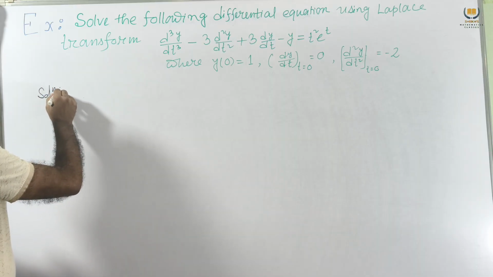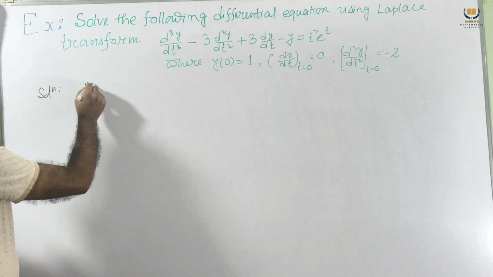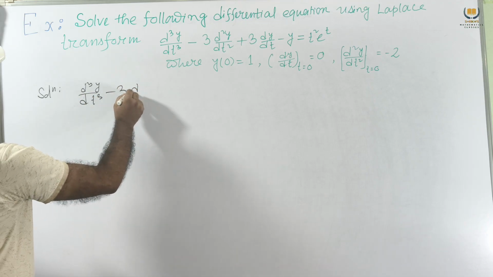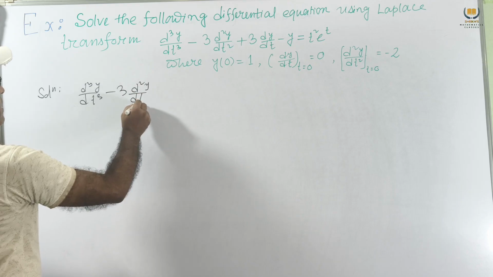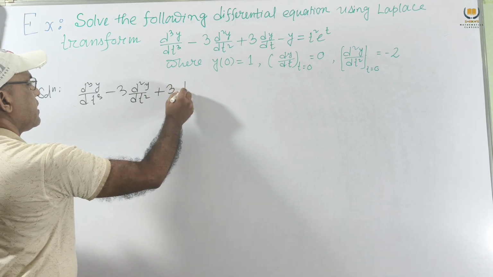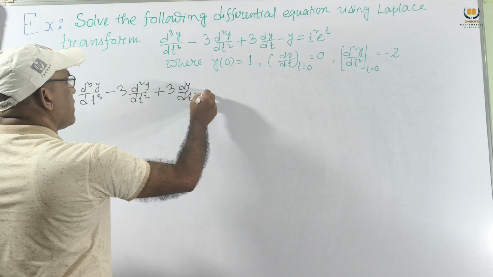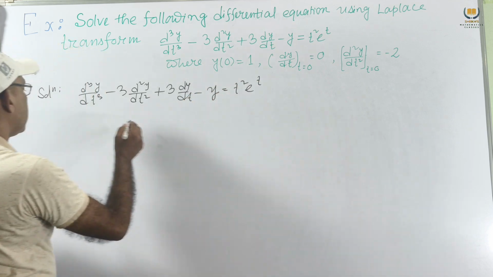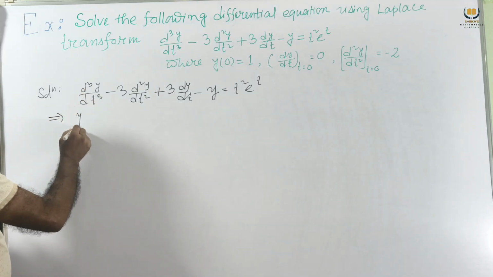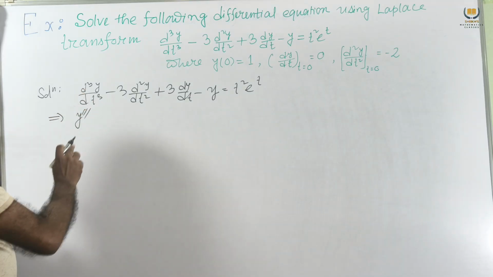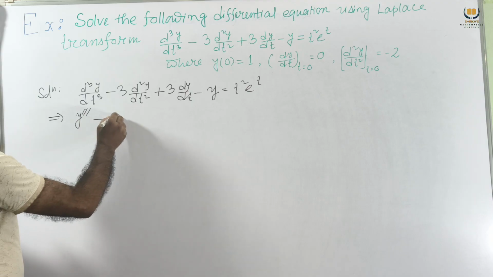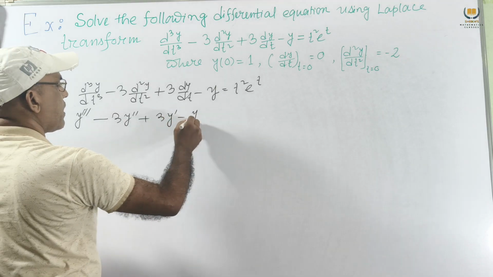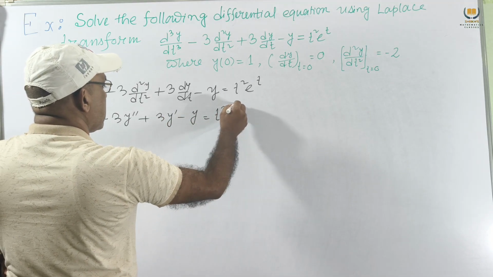Solution: this is given, d³y/dt³ minus 3 d²y/dt² plus 3 dy/dt minus y equals t² e^t. This is the third order derivative. We can write y triple dash, and this is y double dash, this is y dash, minus y equals t² e^t.